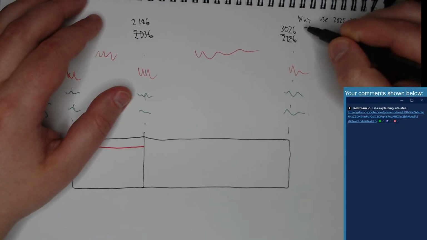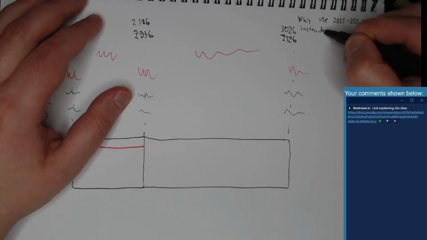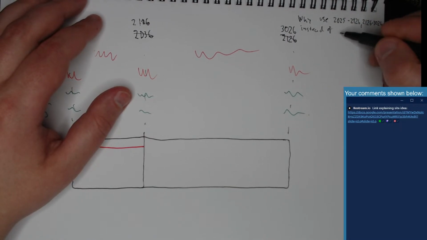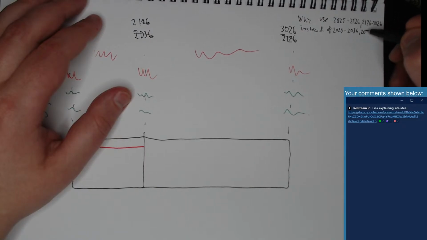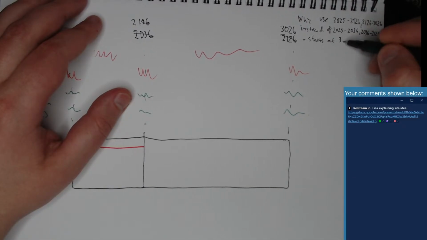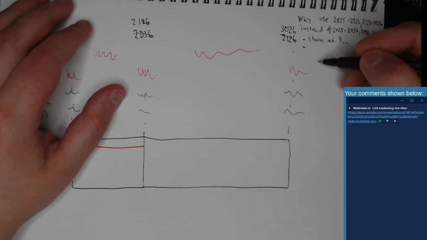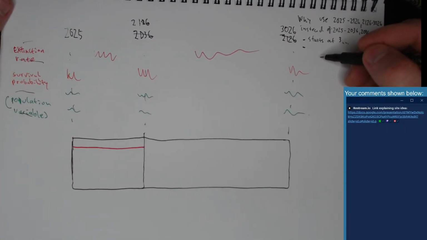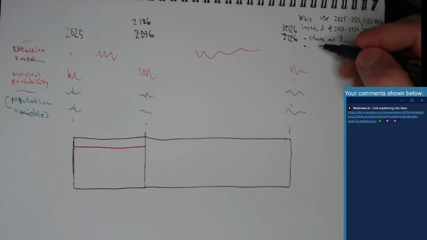Running out of space. So we have this starts at 3. Then we have, yeah, this is what I was discussing.